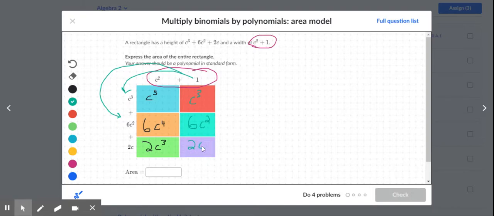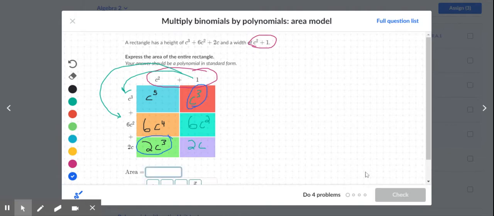So we also have to make sure we add any like terms. So if we look through here, are there any like terms that we can combine? I see c to the third power. Those two are the same thing.